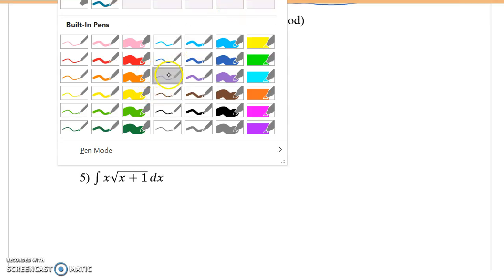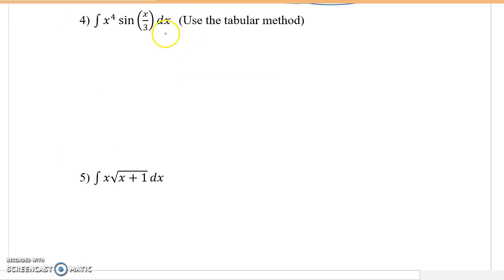As promised, the tabular method for integration by parts. Instead of doing integration by parts 4 times, this is kind of like synthetic division to long division. It's just another way of doing the same process. Some people like the tabular method for all of the problems we just did. I don't, but some people do, and that's fine. It's just another way of doing the same stuff. It's just kind of a shortcut sometimes.